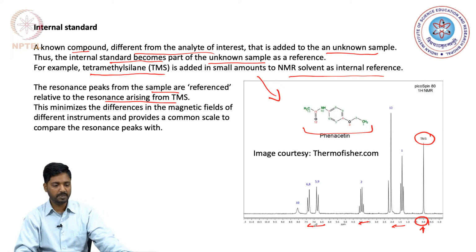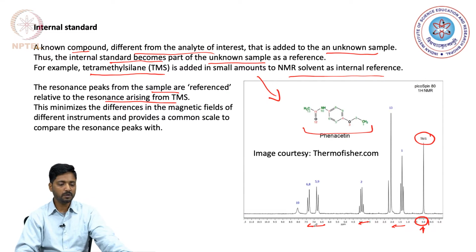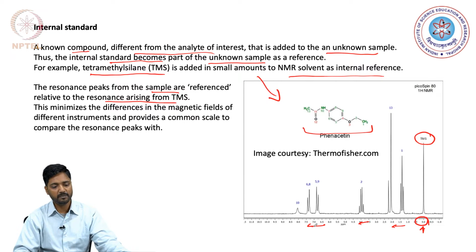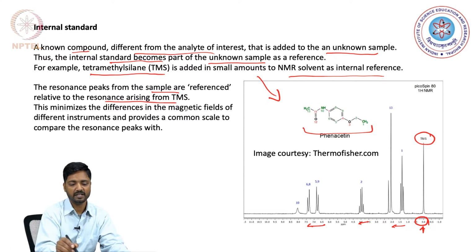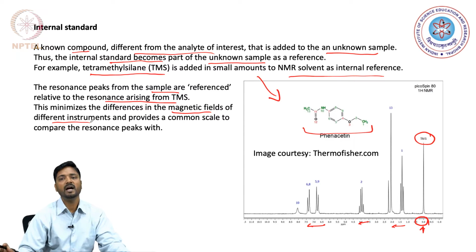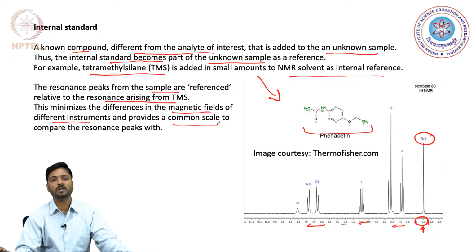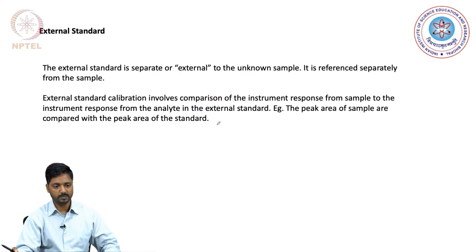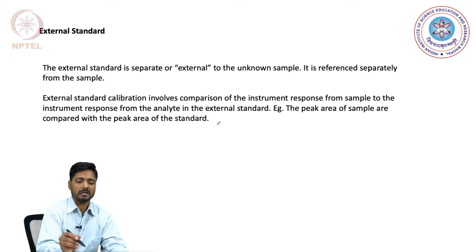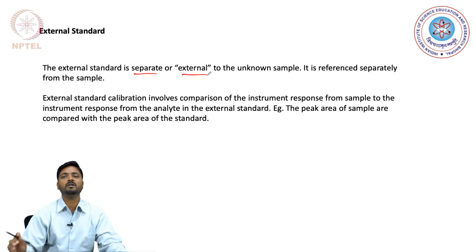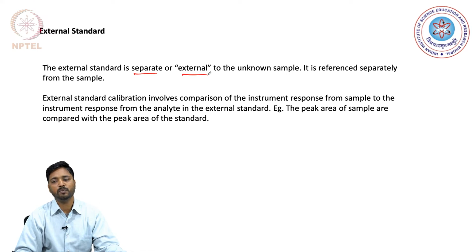So, why is this done? This is done because this process minimizes the differences in the magnetic fields of different instruments, and it provides a common scale to compare the resonance peaks with. Now, opposite to that would be an external standard, which is separate or external to the unknown sample.